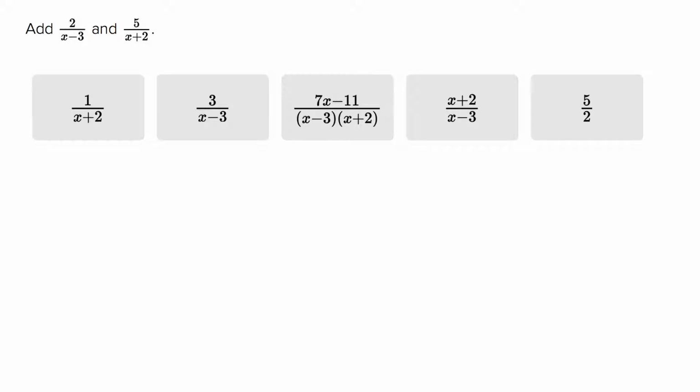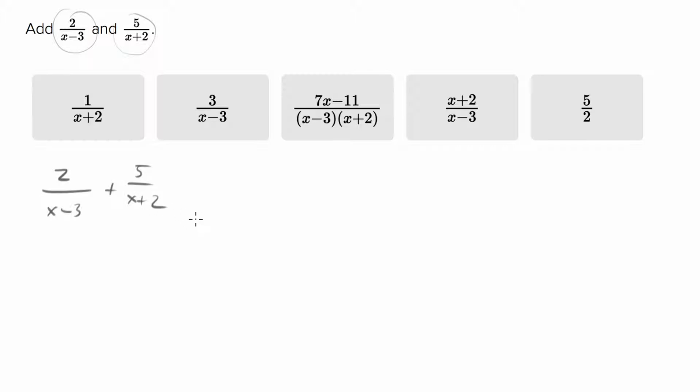This is the real Tom Rose, and this is a strange way of asking us this. They say they're using prose to define an algebraic expression. They're saying add this fraction and this fraction. And okay, we can do that. I'll just write it out: 2 over x minus 3 plus 5 over x plus 2.